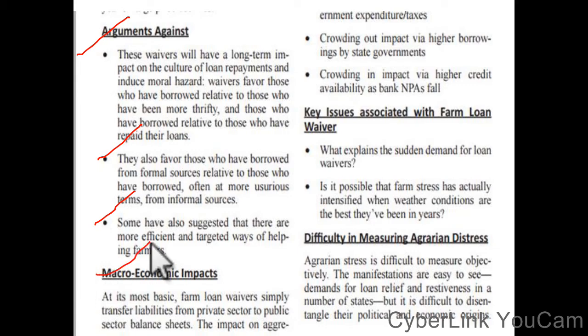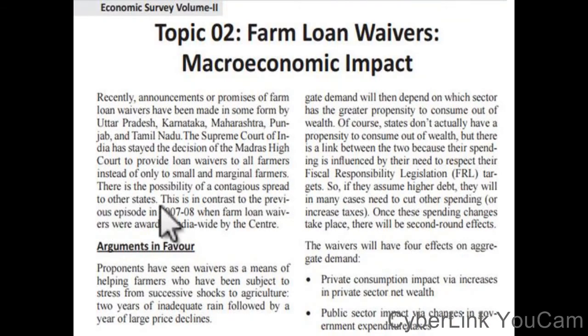Macroeconomic impacts: at the most basic, a farm loan waiver simply transfers liabilities from the private sector to the public sector balance sheet. The impact on aggregate demand will then depend on which sector has the greater propensity to consume out of wealth. Of course, states don't actually have a propensity to consume out of wealth, but there is a link between the two.